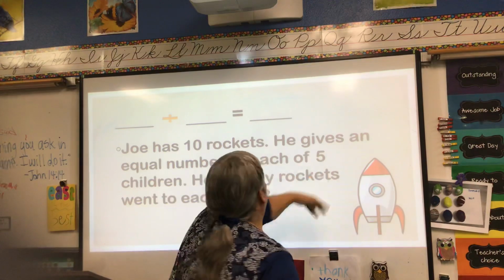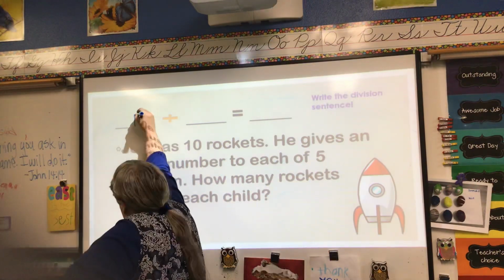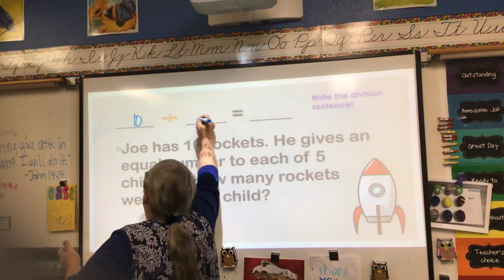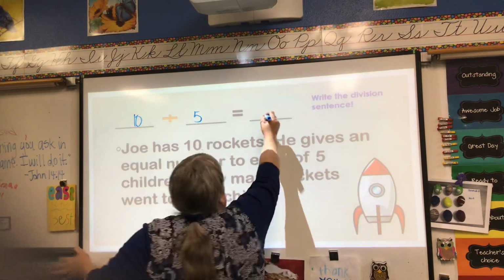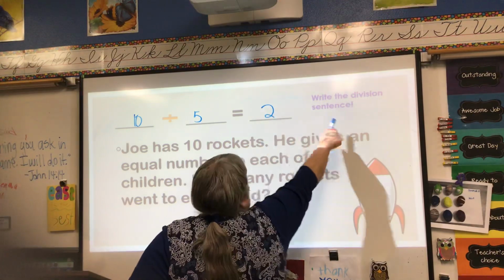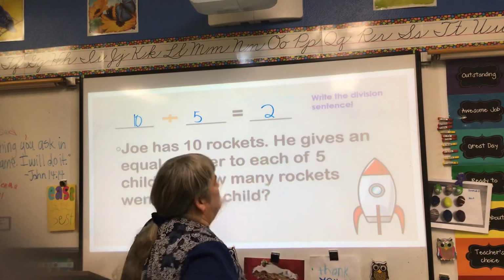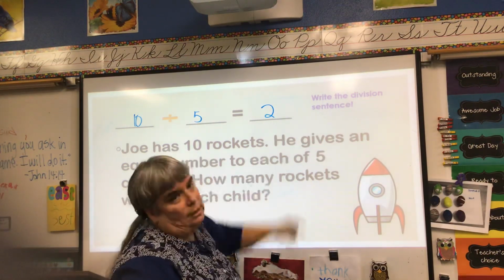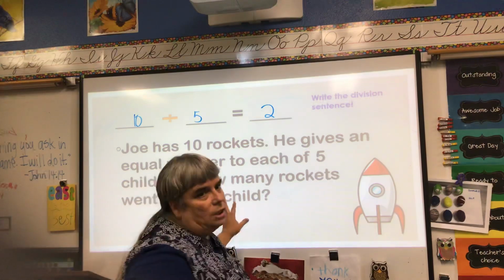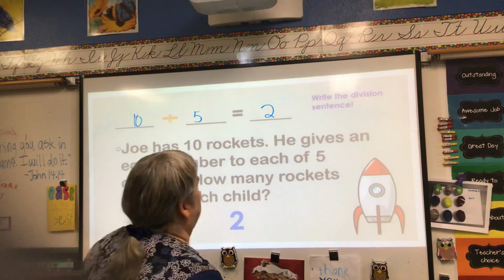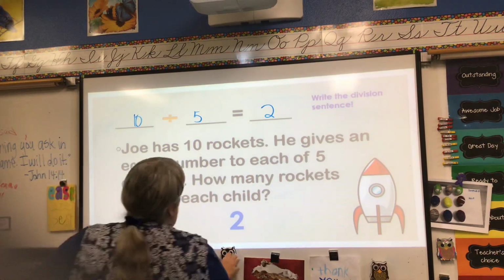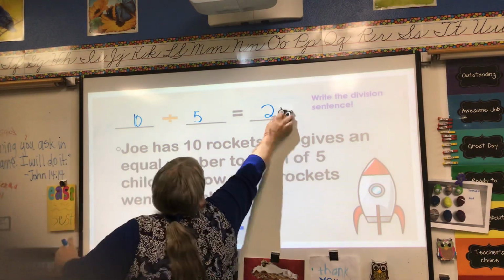10 divided by 5. We can skip count by 5s, which is easy. 5, 10. And so the answer is 2. Make sure on these word problems that you write the division sentence. Don't just guess. 10 divided by 5 is 2. Each student got 2 rockets. How cool is that? Okay, next one.